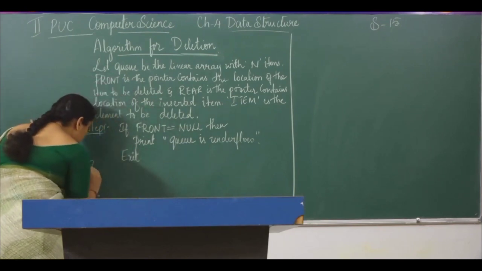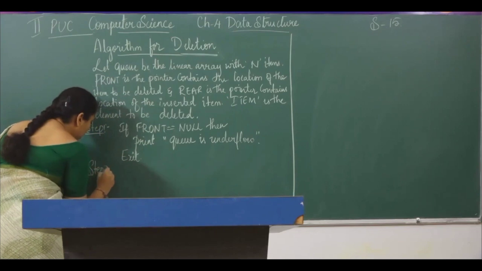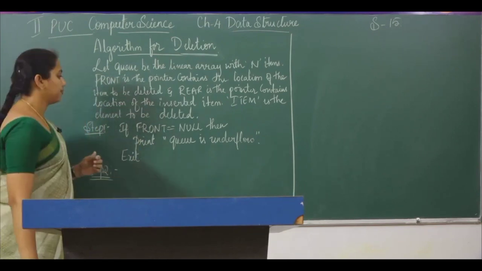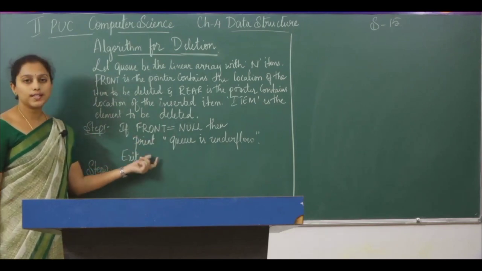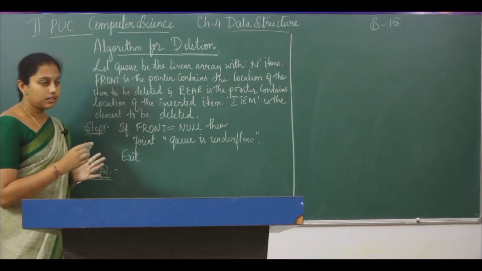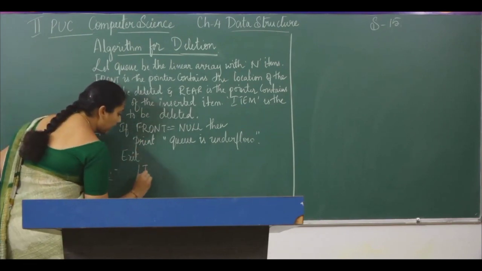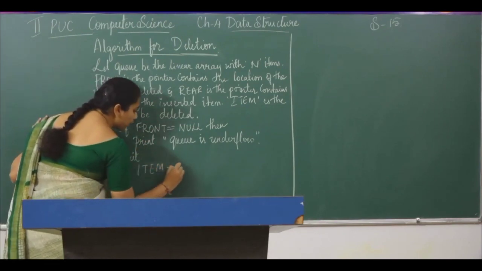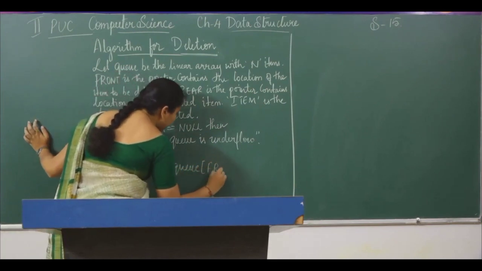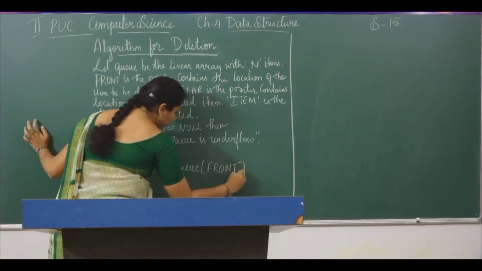So in the next step, we are checking for the condition. So if the queue is not empty, we can delete an item from the queue. That is, we are deleting an item from the front end of the queue.